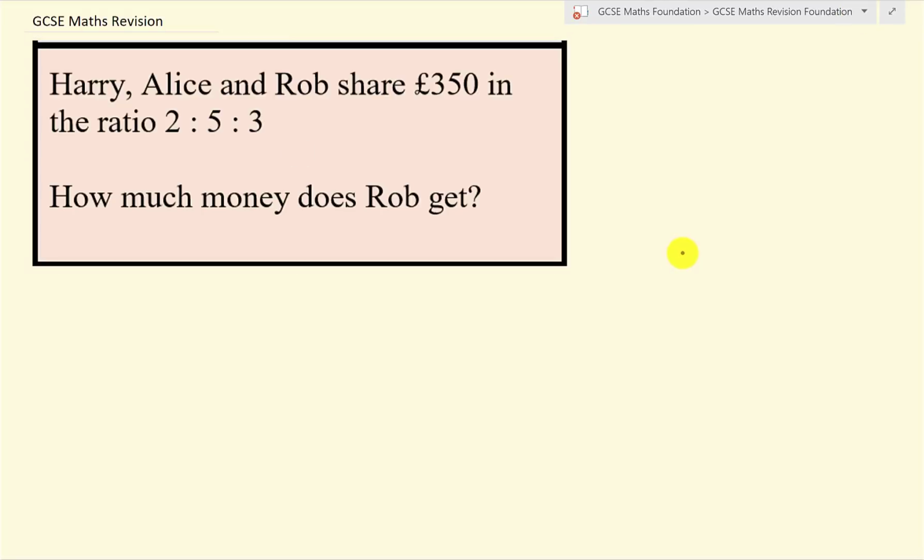Next, we have a ratio, dividing into ratio. So Harry, Alice and Rob share £350 in the ratio 2 to 5 to 3. How much money does Rob get? So first of all, we need to find out how many shares we have altogether. So we have 2 plus 5 plus 3, which is 10 shares altogether. We need to find out how much each share is worth. So we're going to divide the total amount by the total number of shares, which is 35. Each share is worth £35.